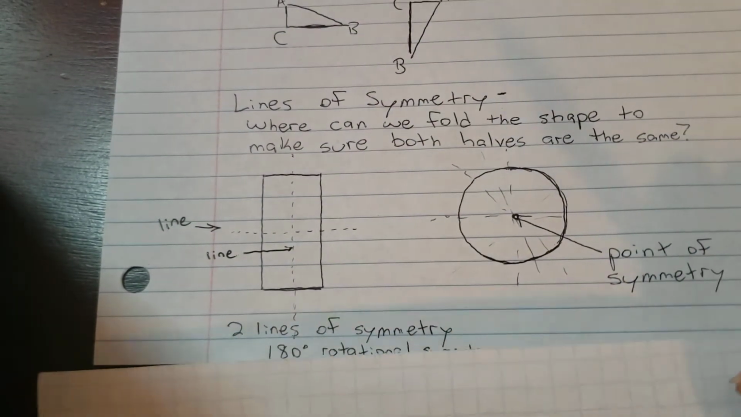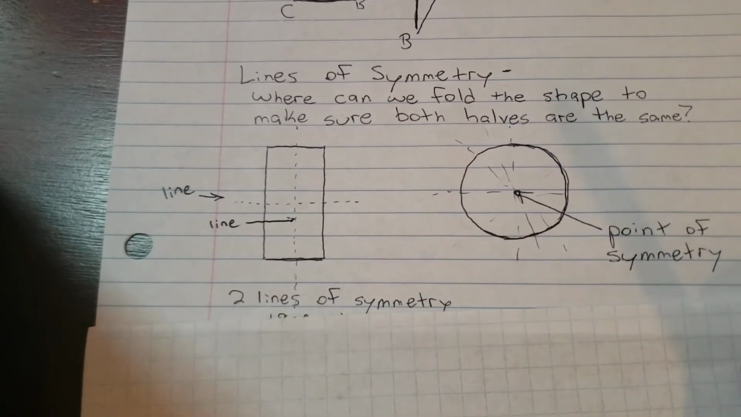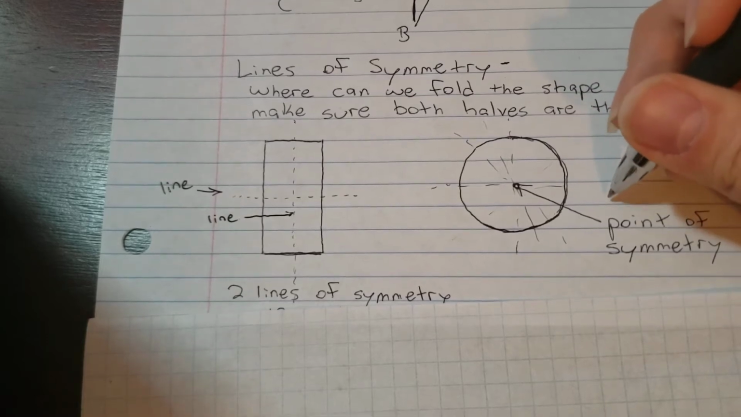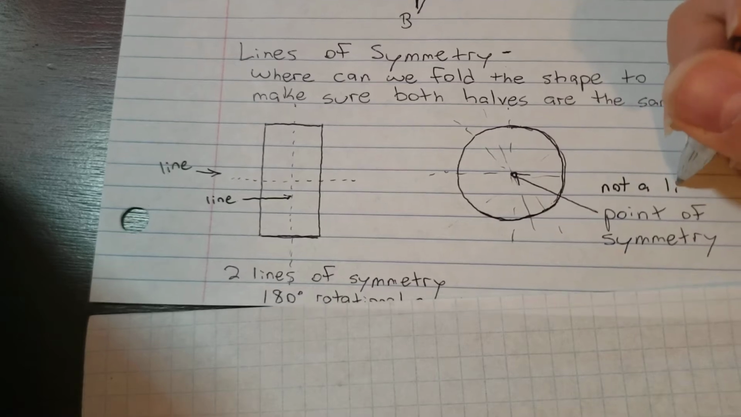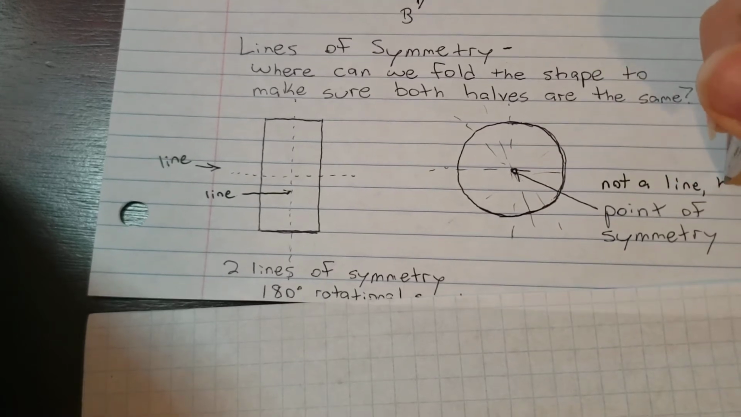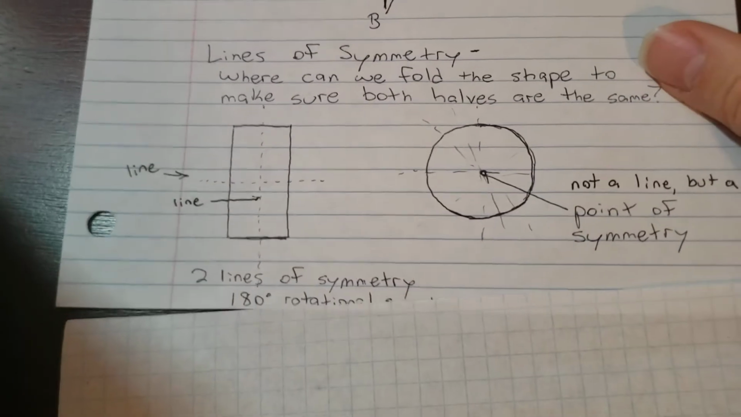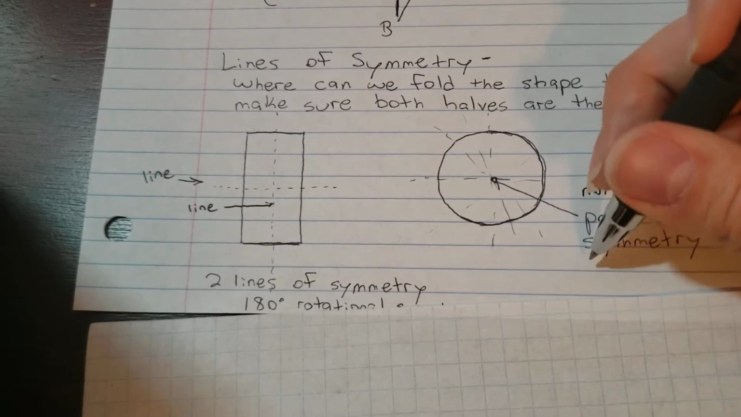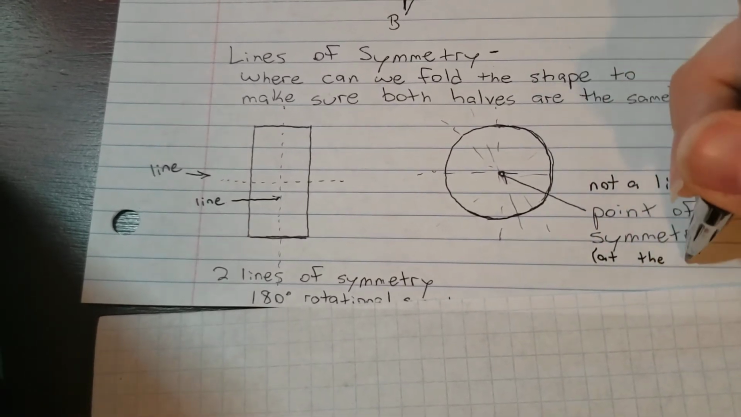Don't worry about the rotation quite yet. Whereas this doesn't have not a line, but a point of symmetry. So circles have points of symmetry, and again, that's the midpoint, at the midpoint.